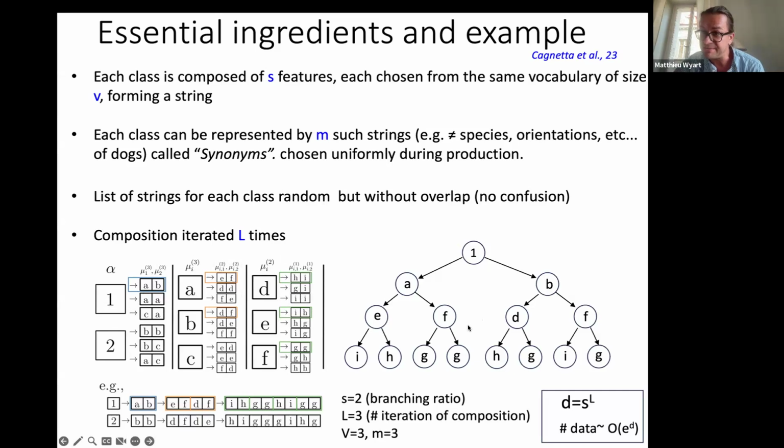So the dimension of the strings that you generate obviously is just the branching ratio to the power L, which is the depth of this generative model. But the number of data you can generate, because you make a bunch of independent choices, is exponential indeed. So you can generate a huge number of data with that. Are there any questions on the model?